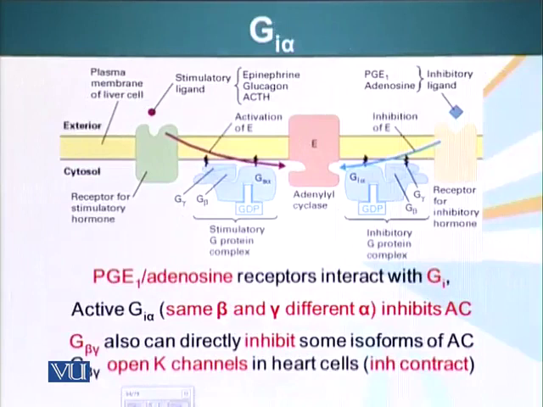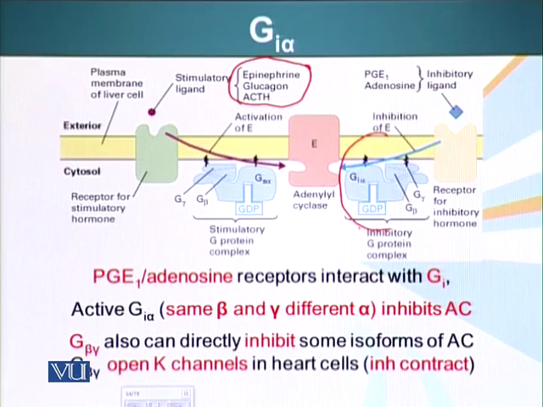There's, for example, GI proteins. The ones we talked about earlier are the GS proteins, which stimulate the adenylyl cyclase. GI proteins, on the other hand, inhibit adenylyl cyclase. GS proteins, which we talked about, can be activated by, for example, epinephrine, glucagon, ACTH. The G proteins that inhibit adenylyl cyclase interact with receptors, for example, receptors for prostaglandin E or adenosine.